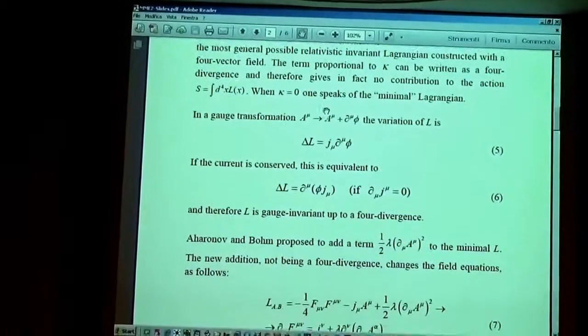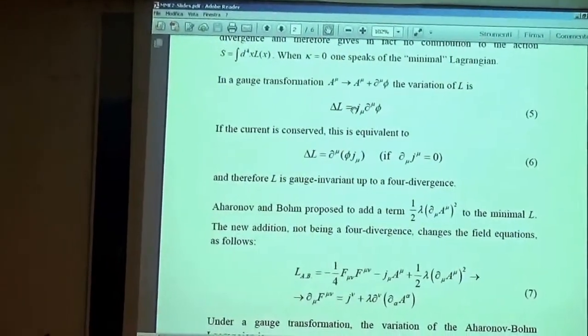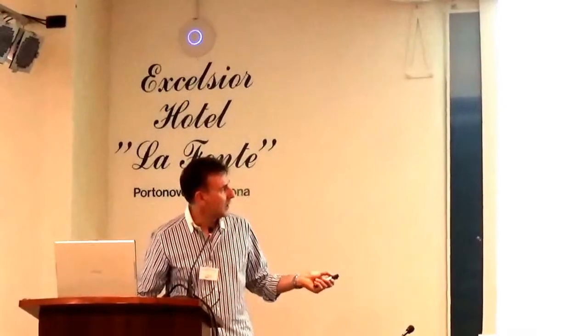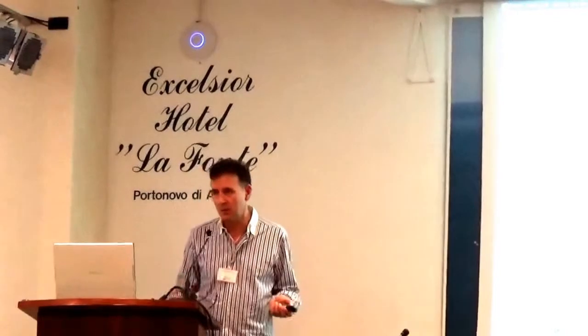If you make a gauge transformation on this Lagrangian, the variation of the Lagrangian is this one. And so if the current is conserved, the variation of the Lagrangian in the gauge transformation is a four divergence, so the Lagrangian is gauge invariant.